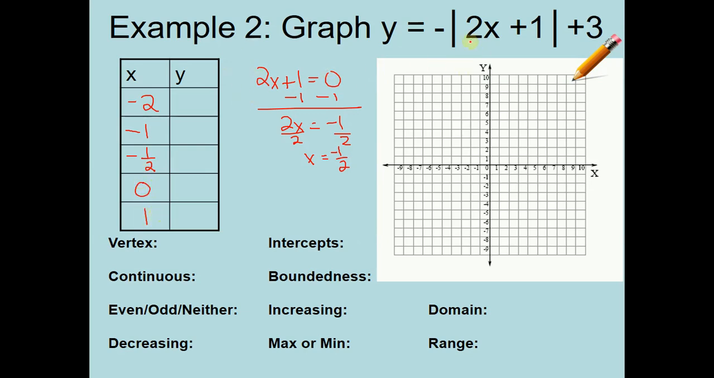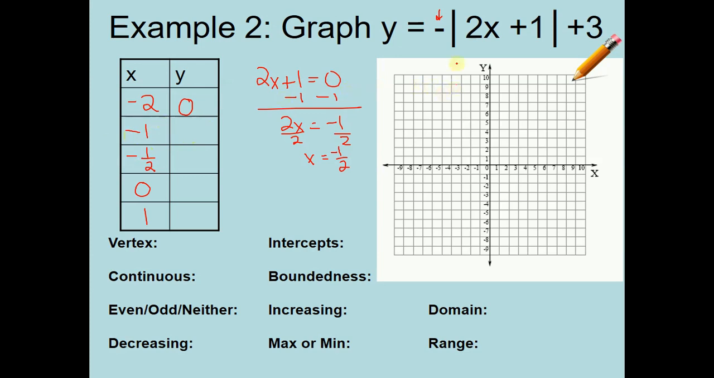Plugging in negative 2, I'll get 2 times negative 2, negative 4, plus 1, negative 3, absolute value, that would be 3. Tack the negative back on, negative 3, plus 3, that would be 0. Be careful with this negative out here. A lot of people forget about him, and he does not distribute in. Absolute value bars are not like parentheses. You gotta take care of the inside first.